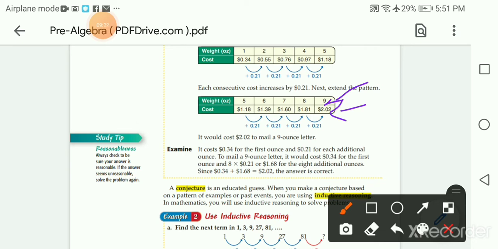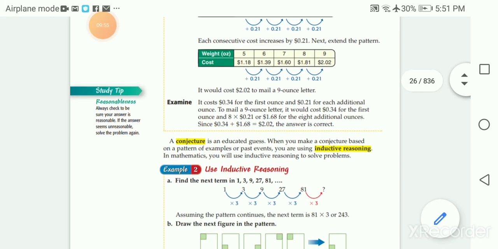After you finish, don't forget to examine your answer, to check if you are right or wrong. It costs $0.34 for the first ounce and $0.21 for each additional ounce, and this is the pattern. So to mail a 9-ounce letter, it would cost $0.34 for the first ounce and 8 times $0.21. So my answer is correct.